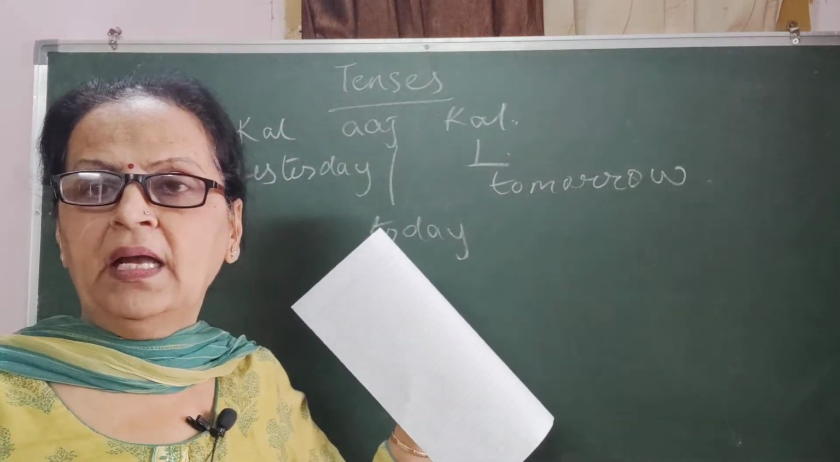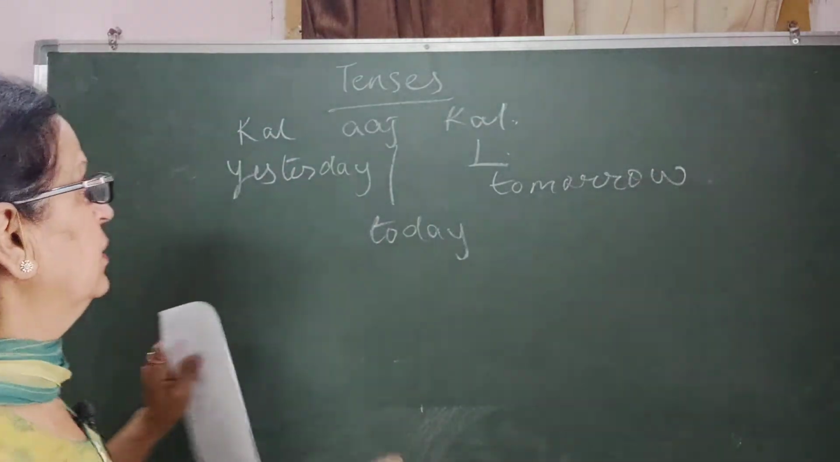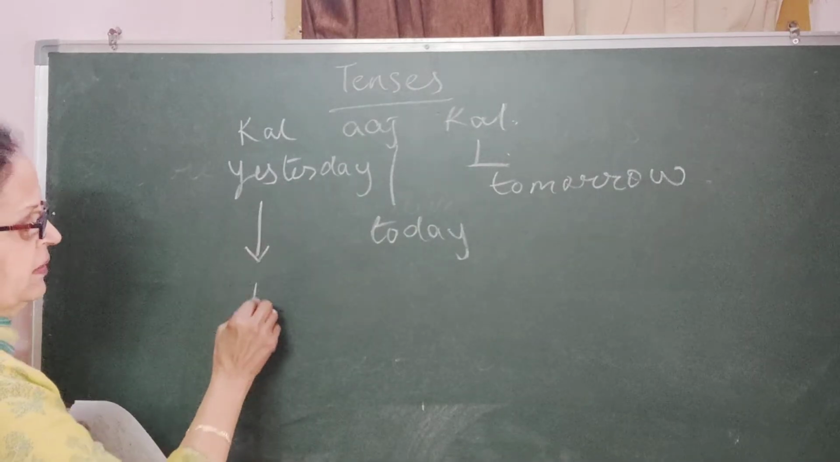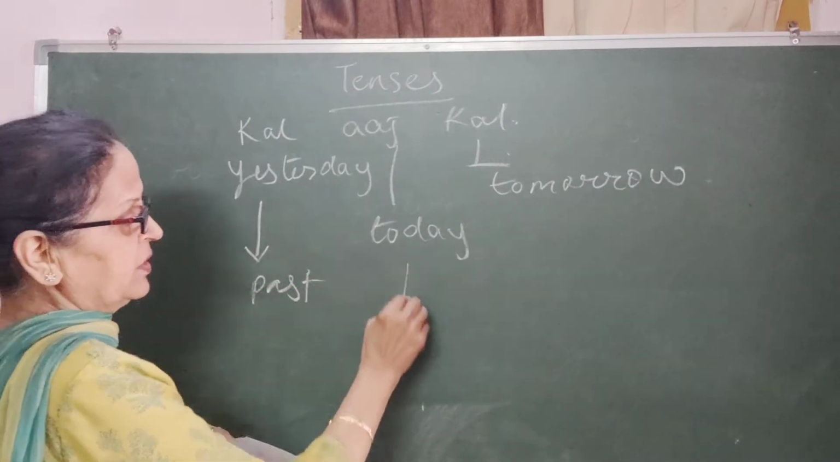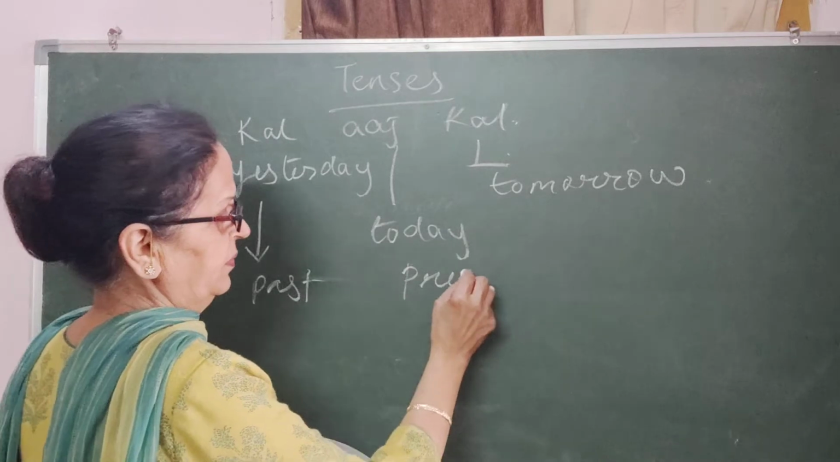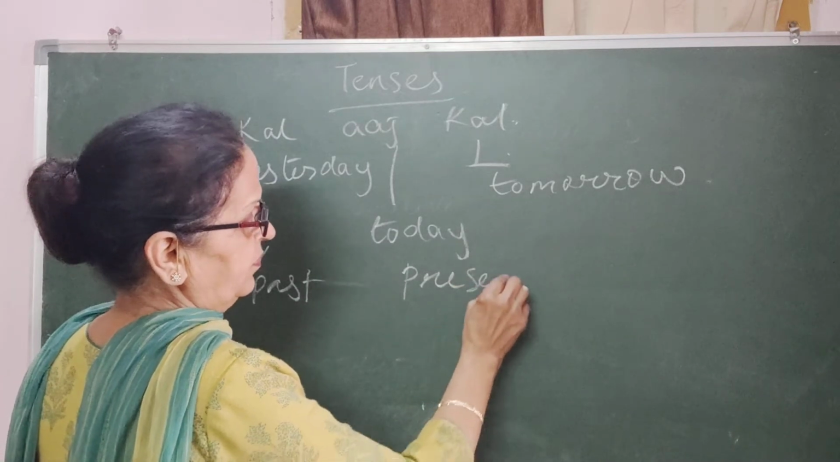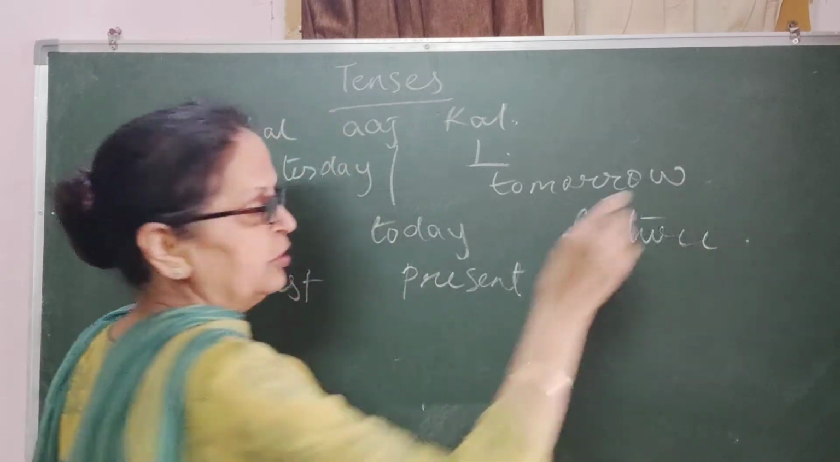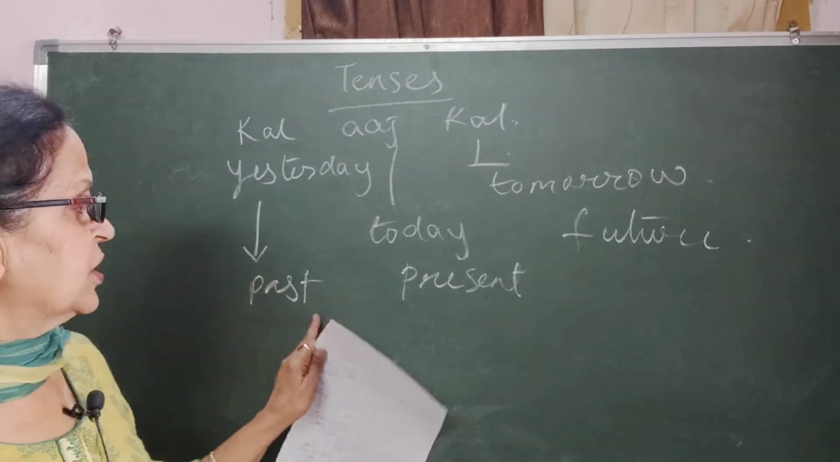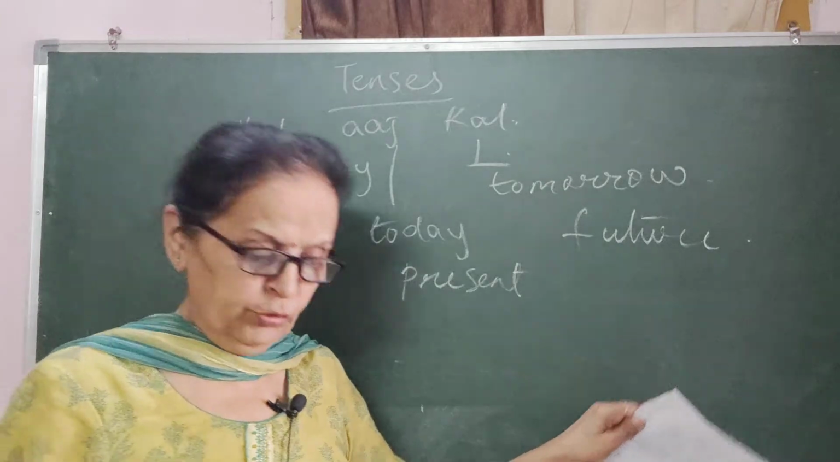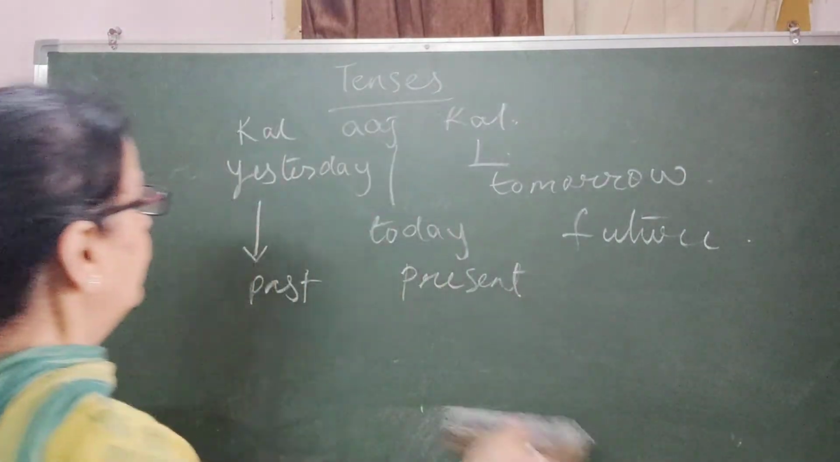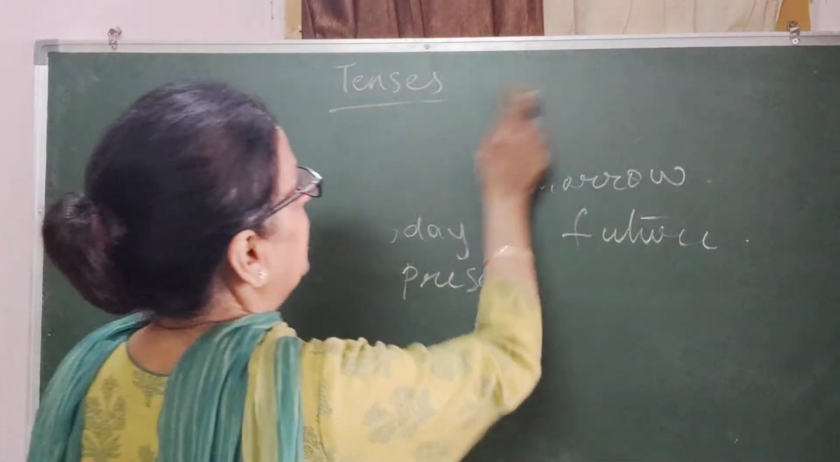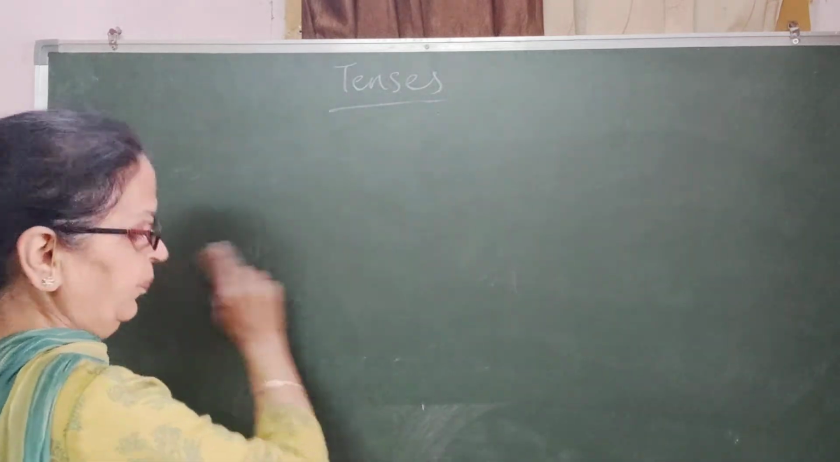Yesterday I had a cup of tea. So this is past. This is present. And this is future. So we have got three tenses, past, present and future. Very good. Let us divide them now and see what we are going to do.